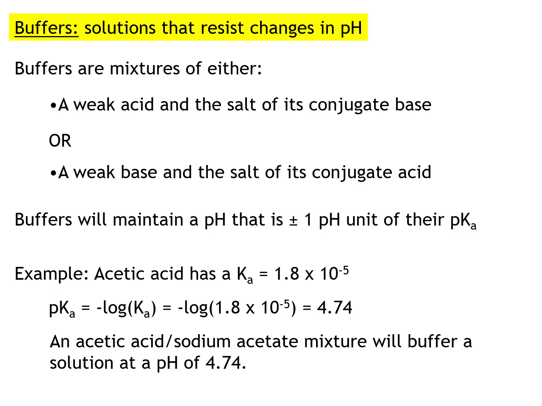And so this is where it actually goes through all the calculations. So we have a pKa of 4.74, which means the buffer zone is going to range from 3.74 to 5.74.